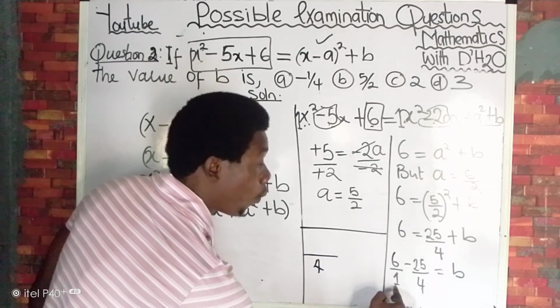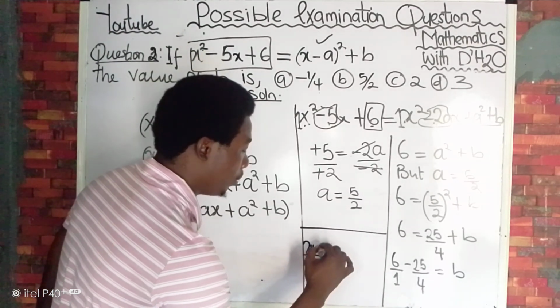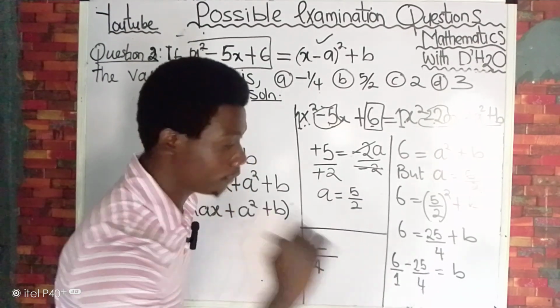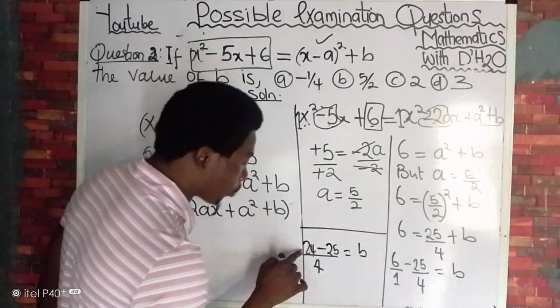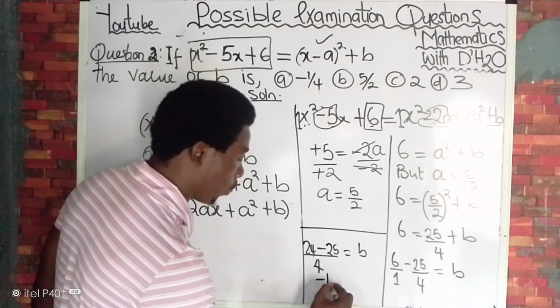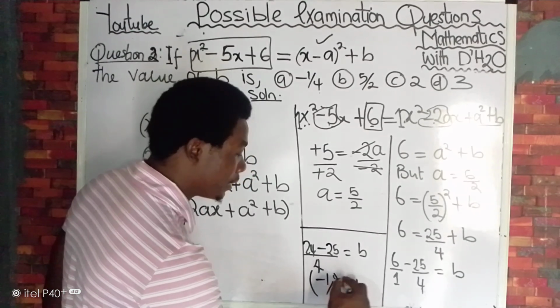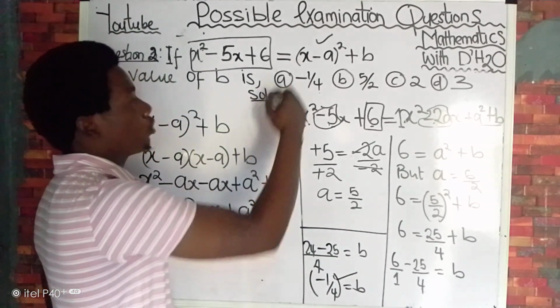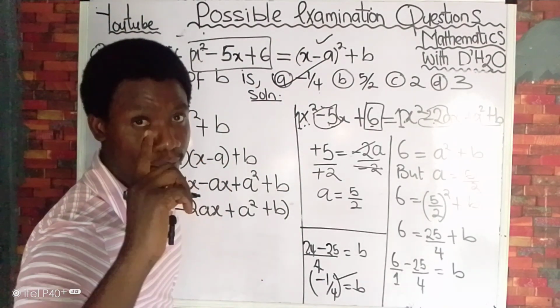So 4 divided by 1 is 4, times this 6 is 24, minus 4 divided by 4 is 1, times this is 25, equals b. So 24 minus 25 is minus 1 over 4 equals b. So b is equal to minus 1 over 4. So the answer is A. Let's take question number 3.